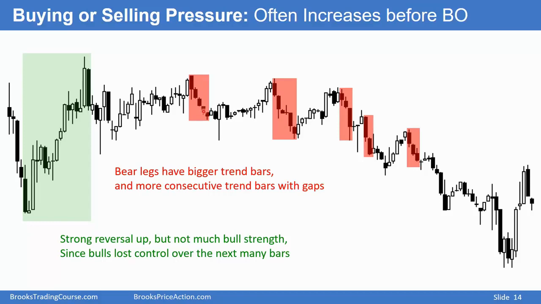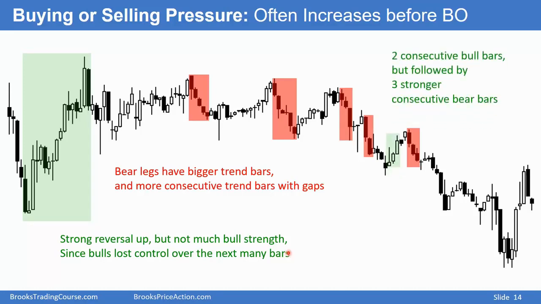Again, look at the bear legs. Consecutive bear bars, more bear bars closing in their lows, and compare it to the bull legs. Where are the consecutive big bull trend bars? The bears are starting to own the market for more bars at a time. A sign of strong bears. 2 consecutive bull bars, a doji, but 2 consecutive bull bars, followed by 3 stronger bear bars.